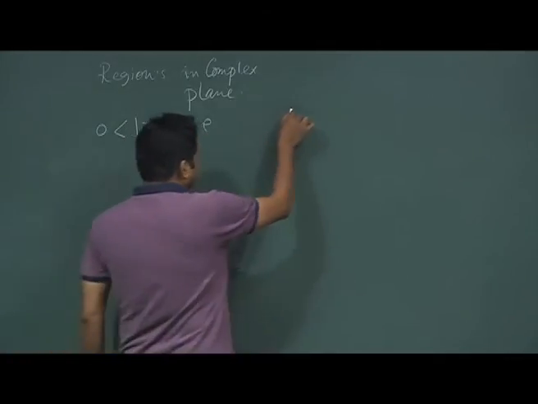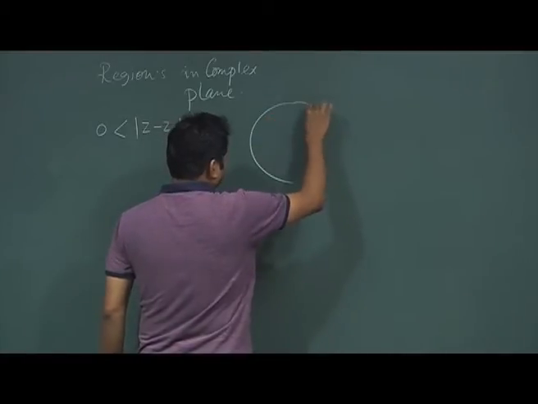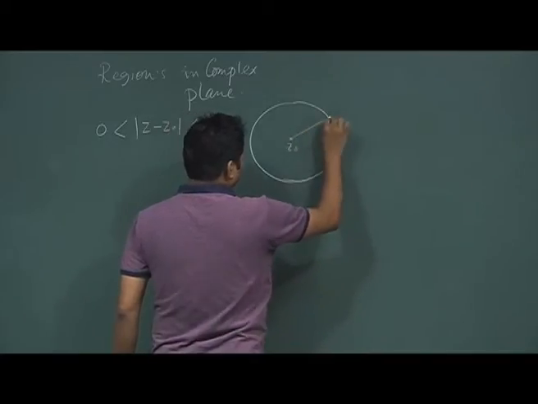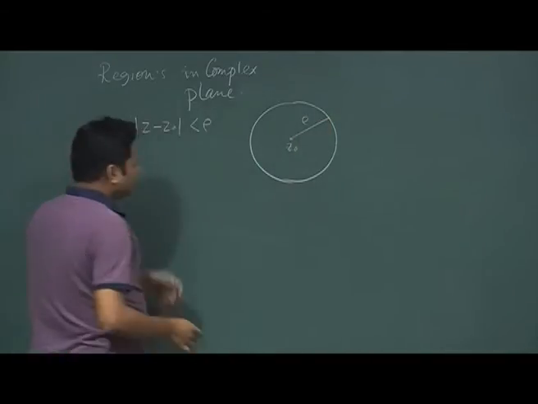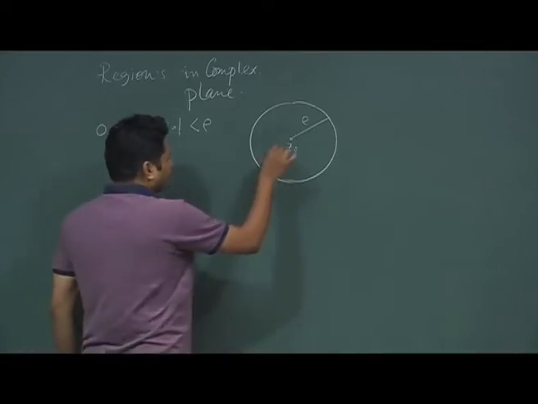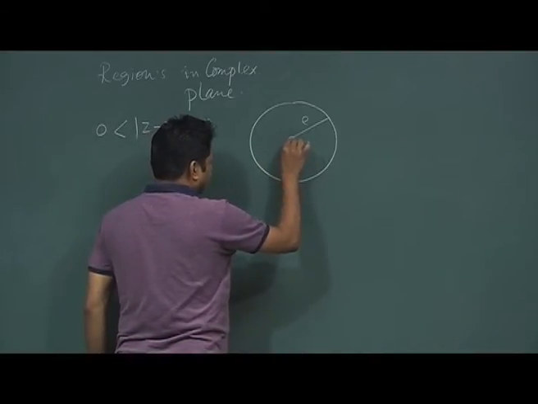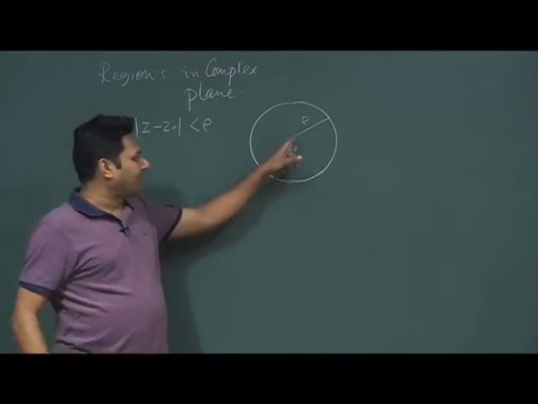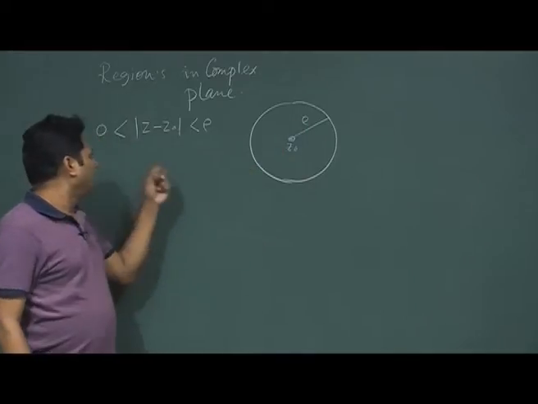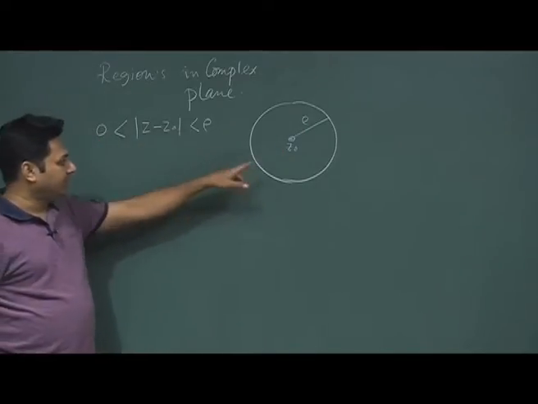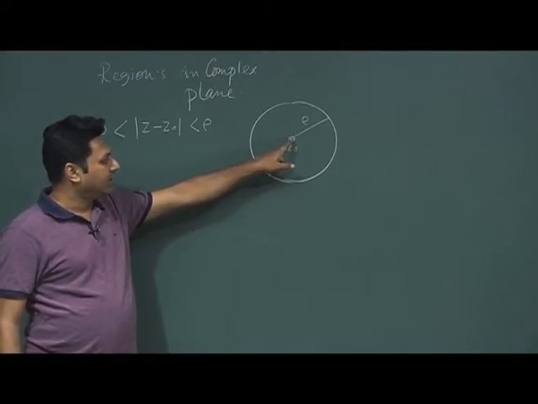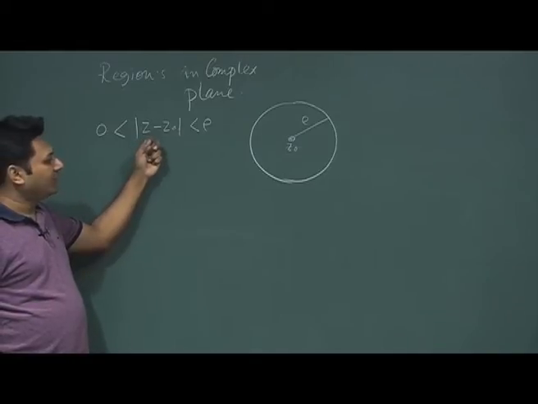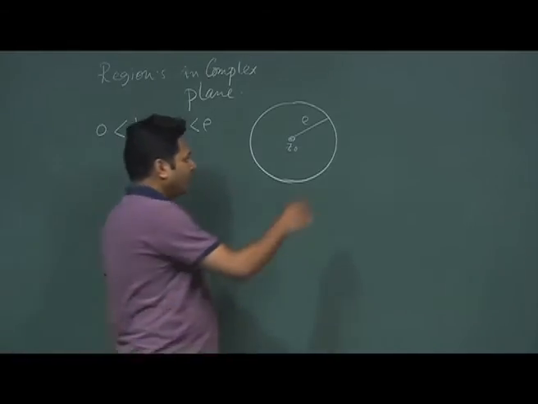That means this is my disk, where z0 is sitting in the center and this is my rho. I am taking all the region except the point z0. z can take any point in this disk having radius rho except the point z0. That means there is a hole, or a point here, which is not equal to z; z should not be equal to z0. In that case, this disk is called a punctured disk.